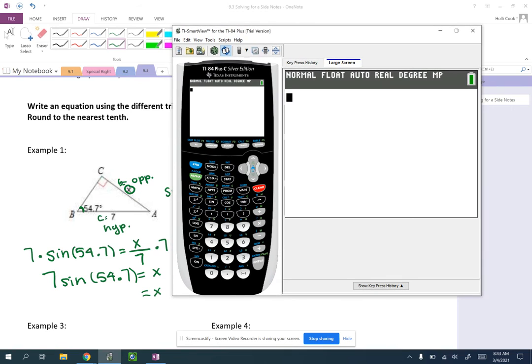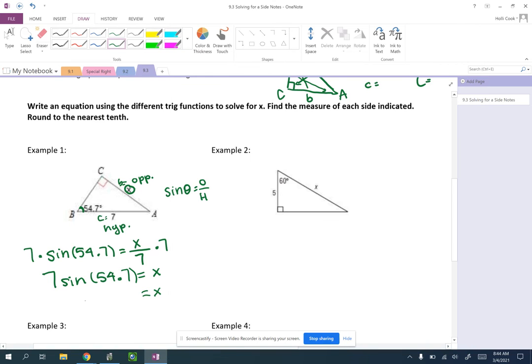Okay, and then to find that value, we're just going to type it in our calculator. So we have 7 times the sine of 54.7. So that's what it should look like, just using our sine function. Enter. We've got about 5.71. And again, we're just going to round to 2 decimals, so 5.71. And that is our x value.